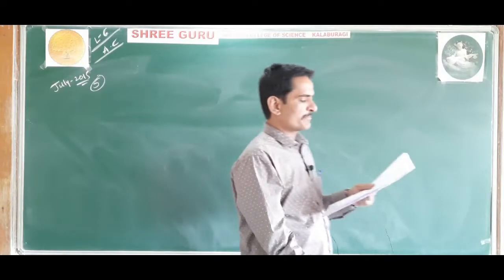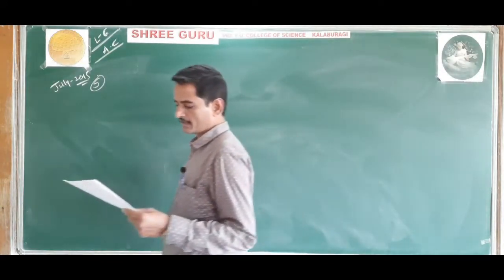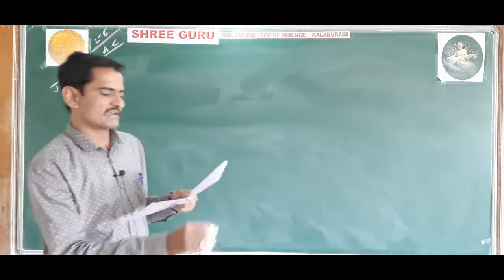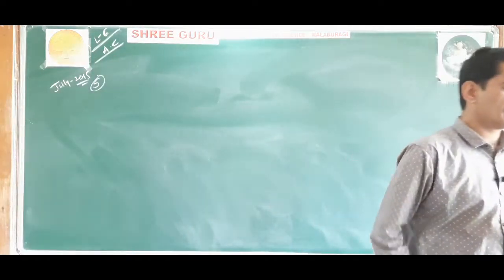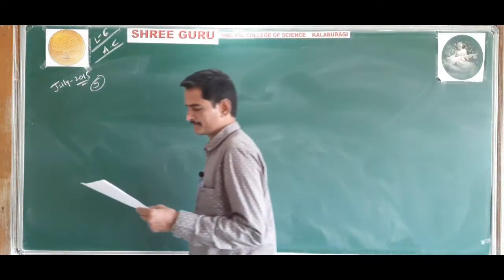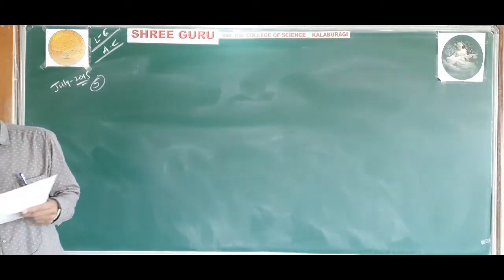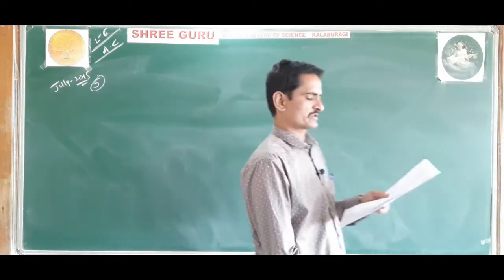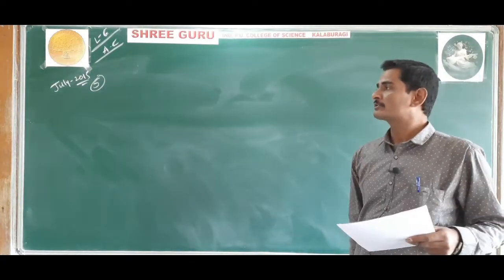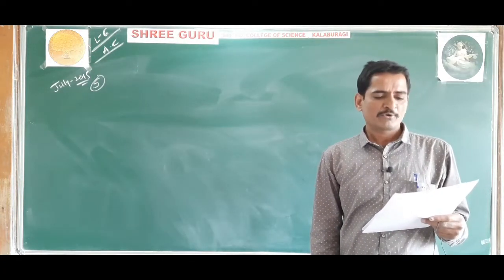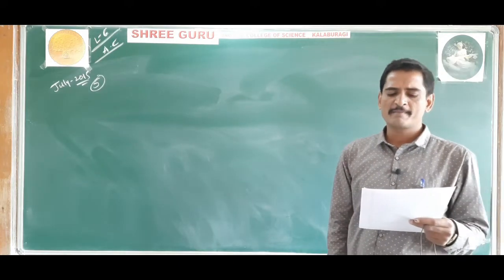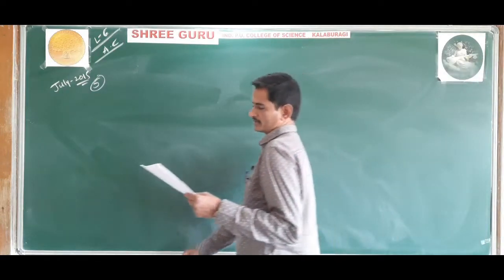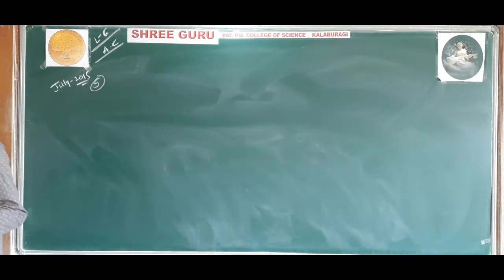Okay, right on. A pure inductor of 25 millihenry is connected to a source of 220 volt and 50 hertz. Please stop and read the question. July 2015: A pure inductor of 25 millihenry is connected to a source of 220 volt and 50 hertz. Find the inductive reactance.